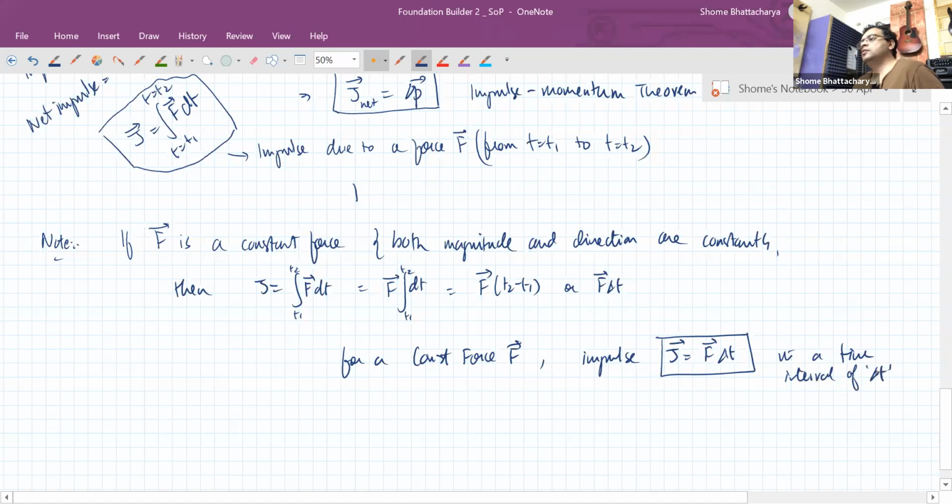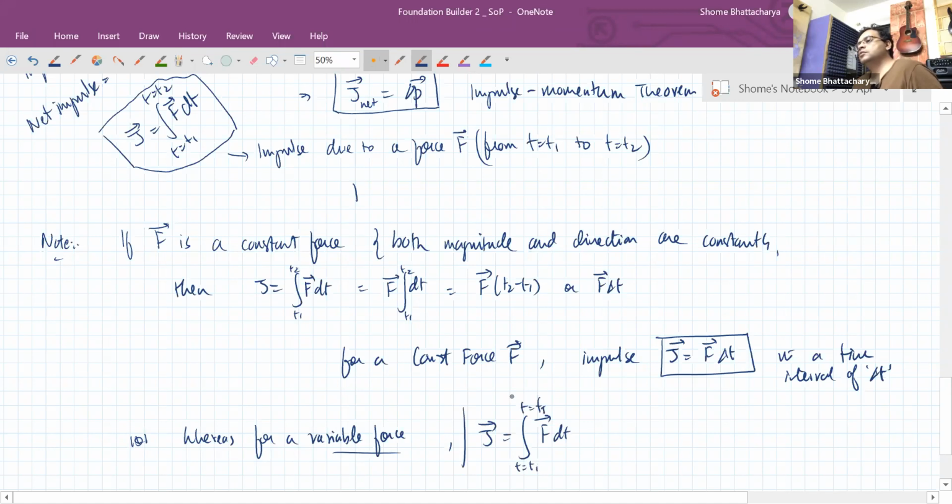Whereas for a variable force, impulse will have to be defined by integration from whatever initial time to whatever final time. So it's a bit like work done. Work done by a constant force we define as dot product with displacement. But work done by a variable force has to be defined by the path integration, integral of F dot ds.